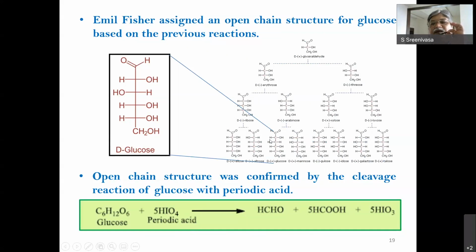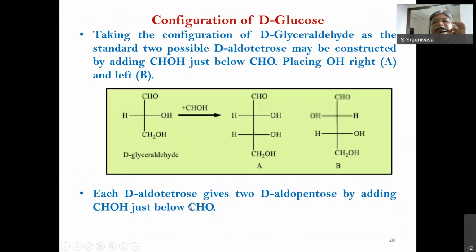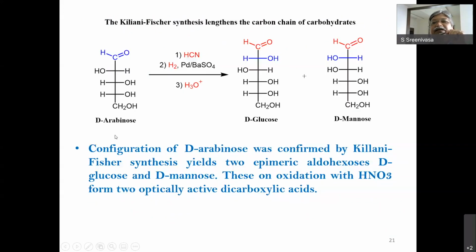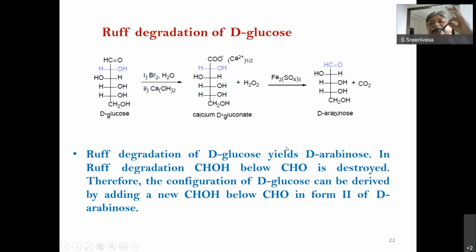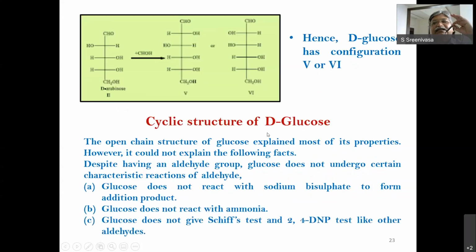Out of these structures, one is the exact structure of glucose. So the configuration has to be established for glucose. That was done by Emil Fischer. He took glyceraldehyde, and the Kiliani synthesis is carried out to get arabinose. Arabinose is a pentose sugar. This can give glucose and mannose. These are the two possibilities. Based on the knowledge of oxidation reactions, reduction reactions, degradation studies, etc., we come to know that this is the structure of glucose. So the glucose structure is established. The open chain structure for glucose is given.